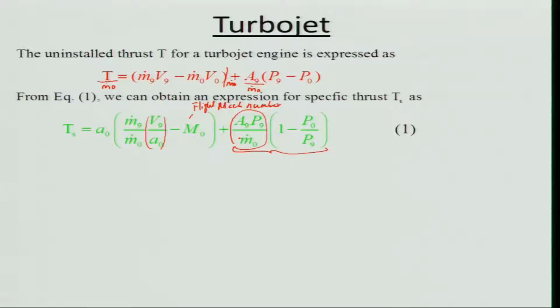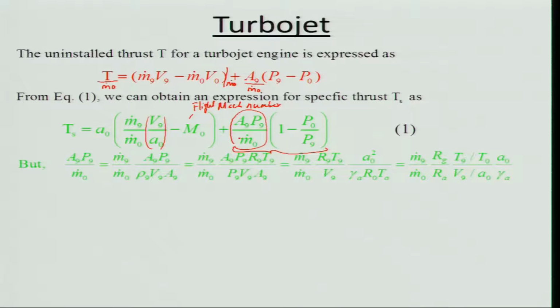Okay. Here we are interested in clubbing or separating the parameters which you can vary, right. That is the beauty of this analysis, which is meant to be used as a design tool. So, let us look at A9 P9 divided by ṁ0. I can write down ṁ9, right, I can write down here ṁ9 as ρ9 V9 A9, right, and that is nothing but that. So, I have done it in the same way.